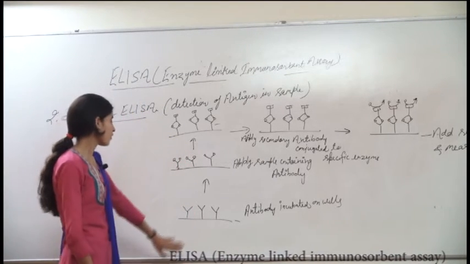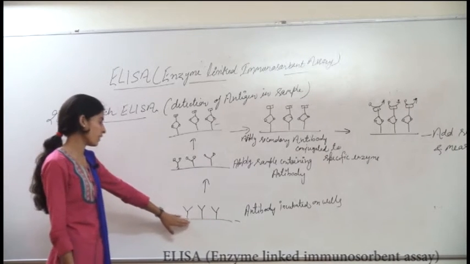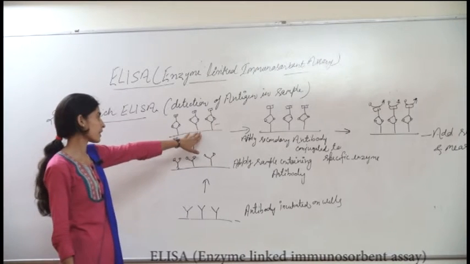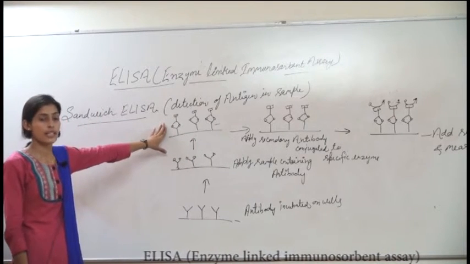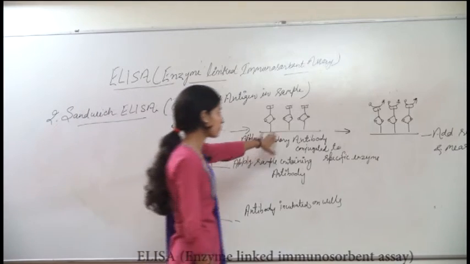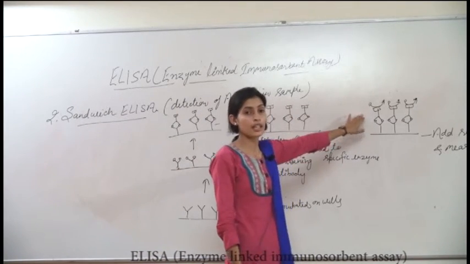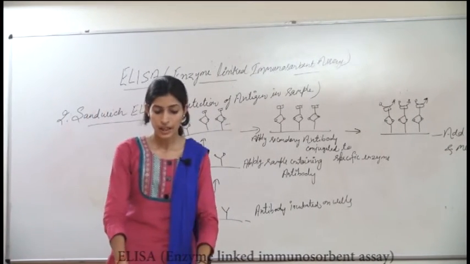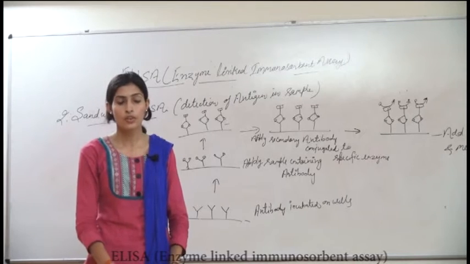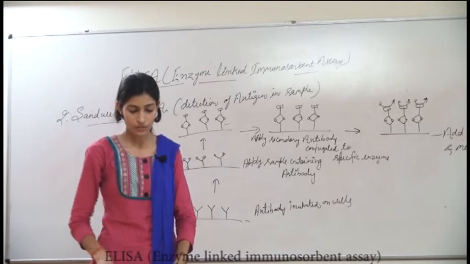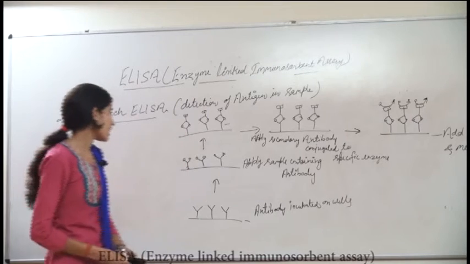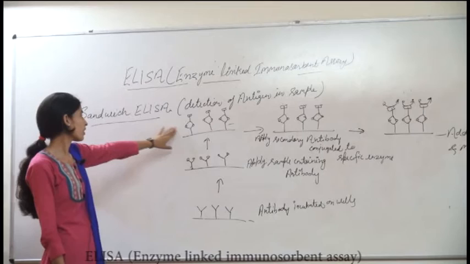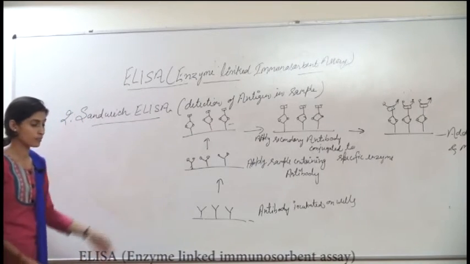For this, first we incubate antibodies on wells, then we apply our sample that contains antigen, then again apply secondary antibody that is conjugated to enzymes, then apply substrate for the particular enzymes. A color reaction is produced that is measured with the help of a spectrophotometer, and the concentration of antigen is measured with the help of sandwich ELISA. As the name indicates, the antigen is present between two antibodies, so it gives the name sandwich ELISA.